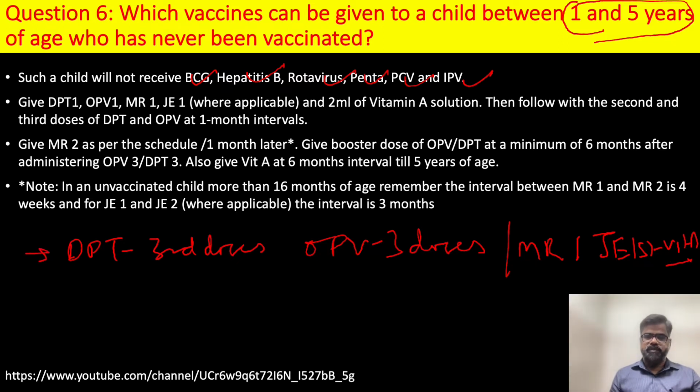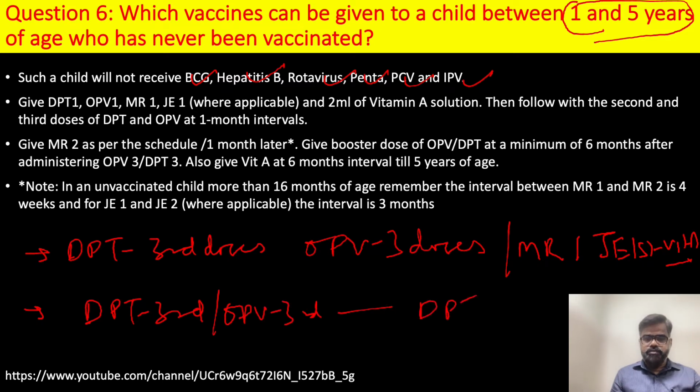Now you have to remember a few points here. When you complete 3 doses of DPT and OPV, the DPT first booster and OPV booster are given at 16 to 24 months. So the gap between DPT third and OPV third, and DPT first booster and OPV booster, should be 6 months. Please remember, right?